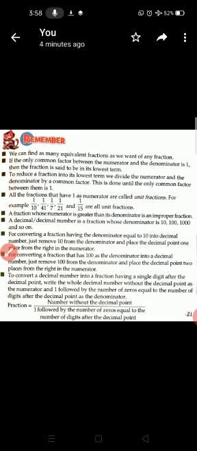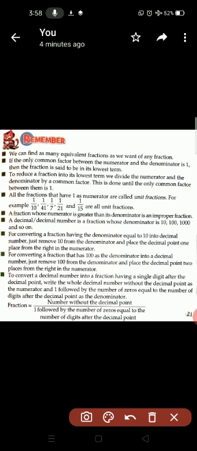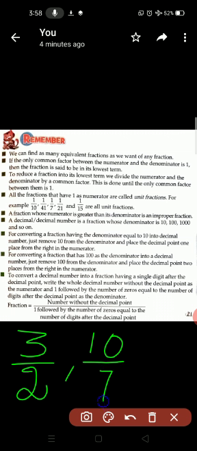See the next point. A fraction whose numerator is greater than its denominator is an improper fraction. See some examples for improper fractions. 3 by 2. It is an improper fraction because if a numerator is more than the denominator, we can say it is an improper fraction. Next, 10 by 7. Next, 111 by 59. So these all are examples for improper fractions.